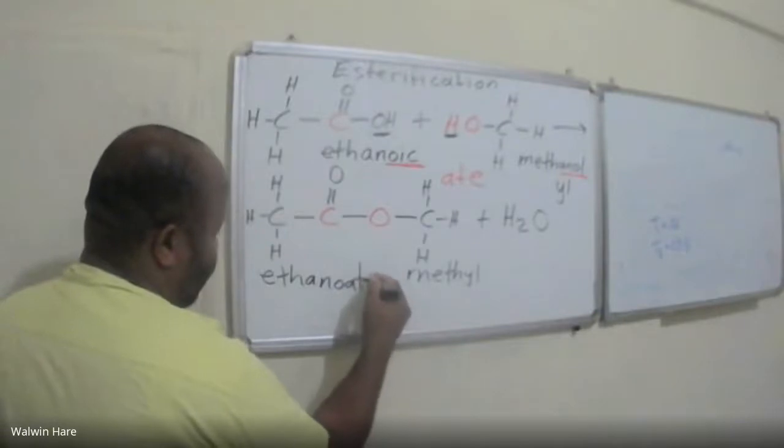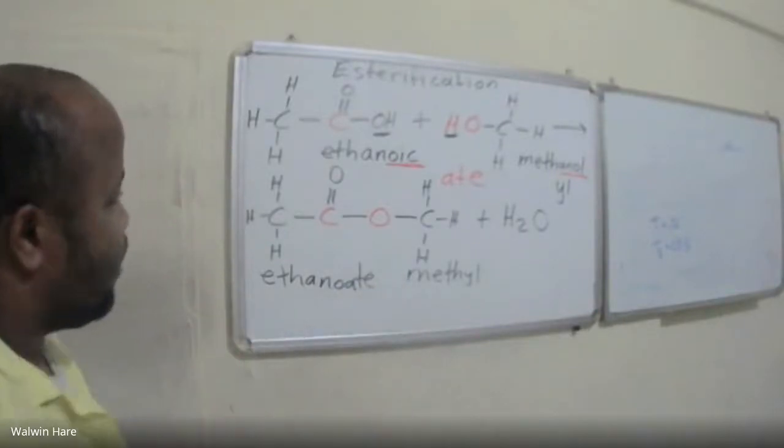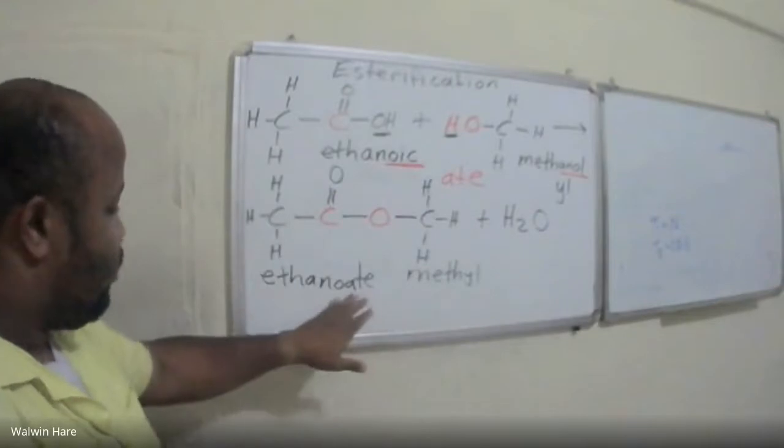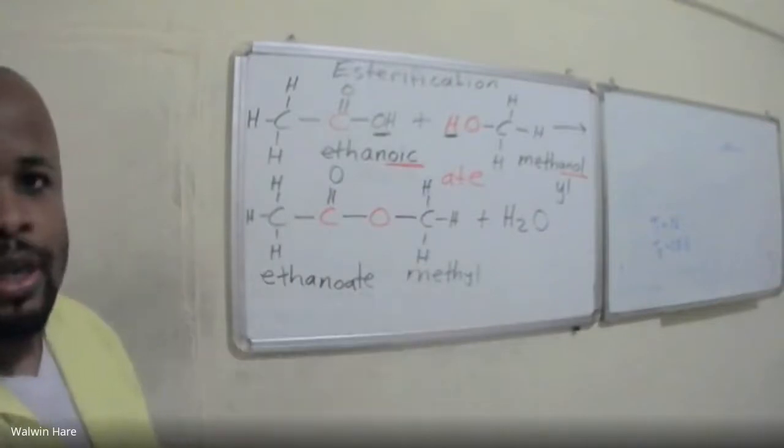Ethanoate, right, correct. So for the acid portion, you remove the IC and replace it with ATE.